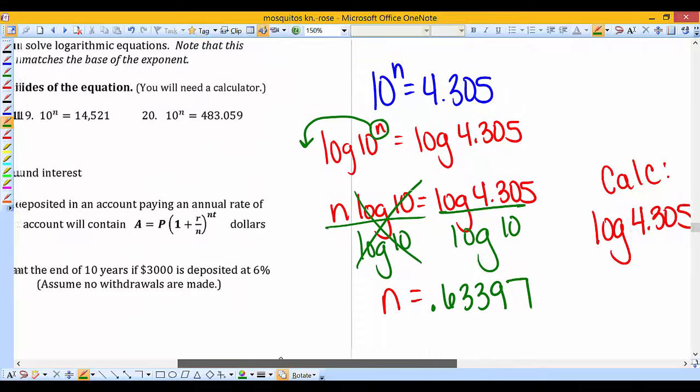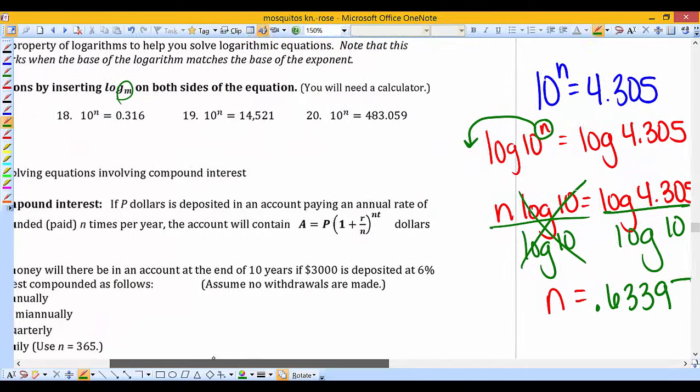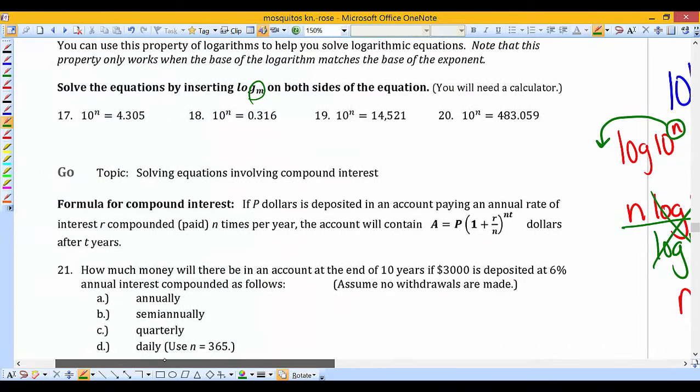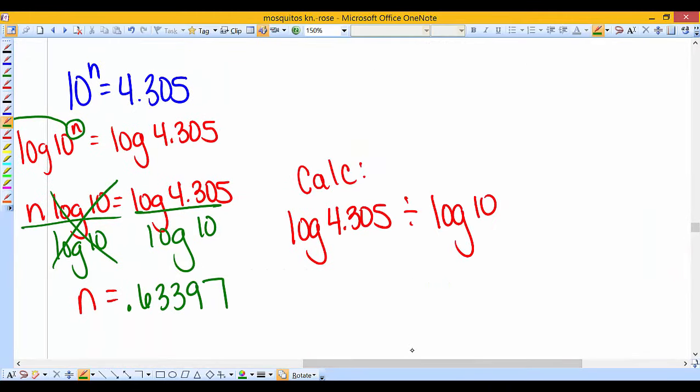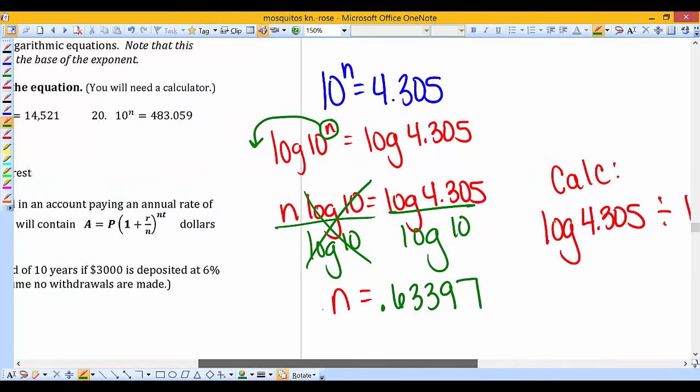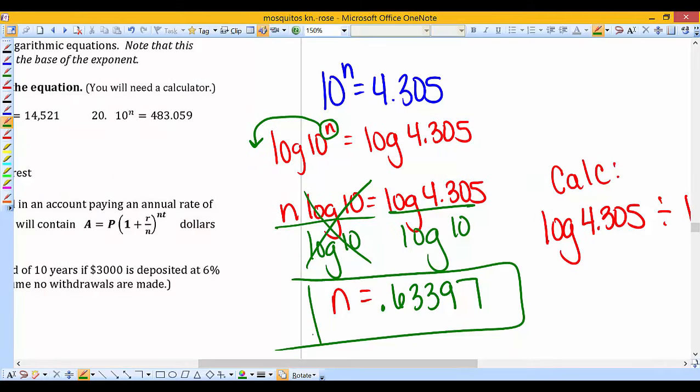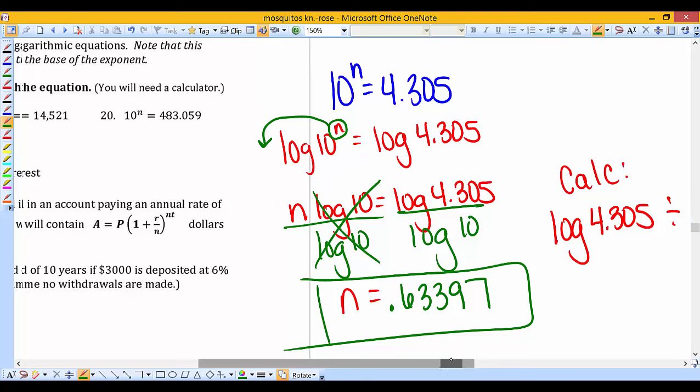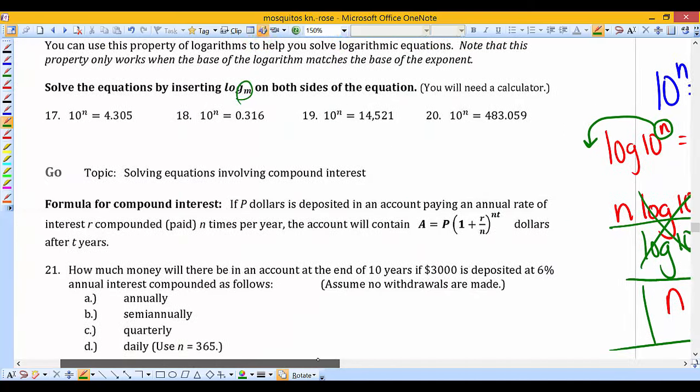0.63397, but it says to round your answer to, it doesn't say, so I'm just going to leave it like that. Don't just cut it off to 0.63. The more decimals you have, the more accurate your answer is going to be. So that's how you're going to go through and do all of those 4. Now you only have 3 left. Hopefully that makes sense. If not, you know where to find me.